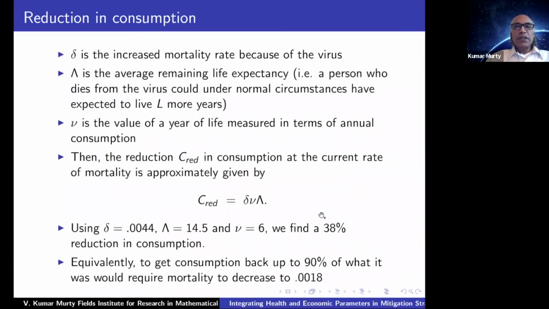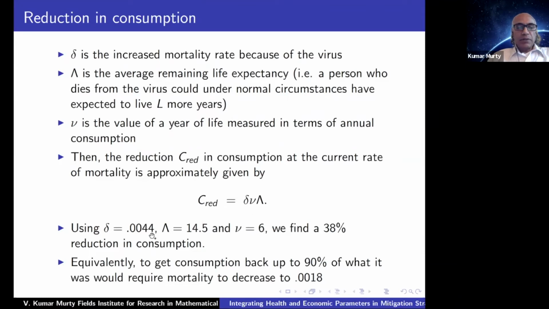Okay, so therefore, putting all this together, what do you have? Delta is the increased mortality rate because of the virus. Lambda is the average remaining life expectancy. That means a person who dies from the virus would, under normal circumstances, have expected to live lambda more years. There's a typo here. This is lambda. Nu is the value of a year of life measured in terms of annual consumption. And then the reduction in consumption at the current rate of mortality is given by this, delta nu lambda.